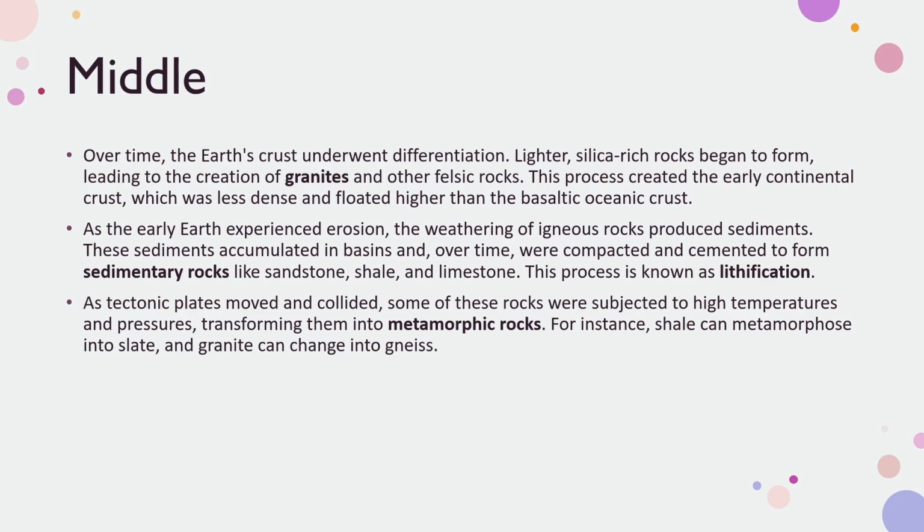As the early Earth experienced erosion, the weathering of igneous rocks produced sediments. These sediments accumulated in basins and over time were compacted and cemented to form sedimentary rocks like sandstone, shale, and limestone. This process is known as lithification. As tectonic plates moved and collided, some of these rocks were subjected to high temperatures and pressures, transforming them into metamorphic rocks. For instance, shale can metamorphose into slate, and granite can change into gneiss.